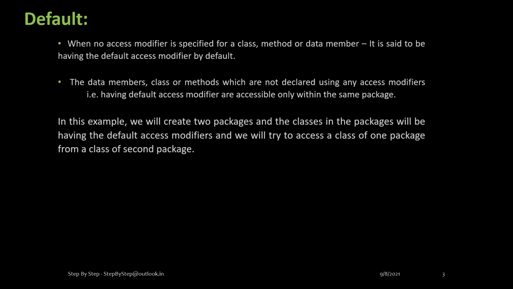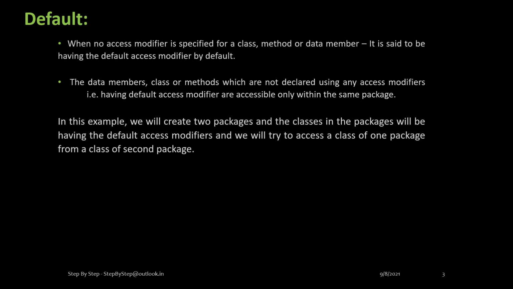So let's understand the default access modifier. When no access modifier is specified for a class, method, or data member, it is said to have the default access modifier, as I already said in the earlier slide. Data members, classes, or methods not declared using any access modifier are accessible only within the same package. So any data member declared as default will be accessible only within the same package, which means you cannot access it outside that package.